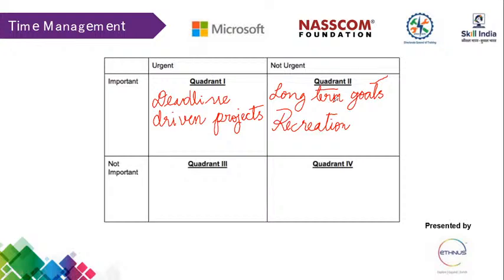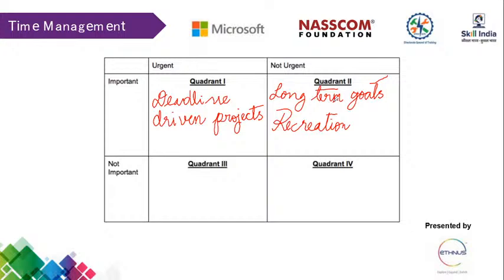I request you guys to write down the things you have in mind related to recreation, some kind of relaxational activities that you generally want to do. Maybe going on a long trip, or meeting friends. All these things are important, but not that urgent. Now coming to the next quadrant, that is urgent, not important.